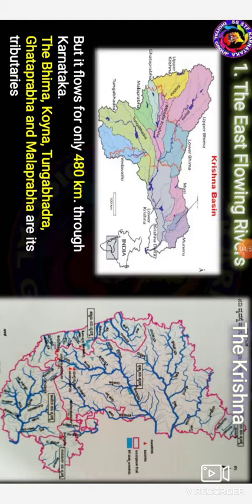And what are the tributaries of this Krishna River? The main tributaries of the Krishna River are the Bhima, Koyna, Tungabhadra, Ghataprabha, and Malaprabha. These are all the tributary rivers of the Krishna River.